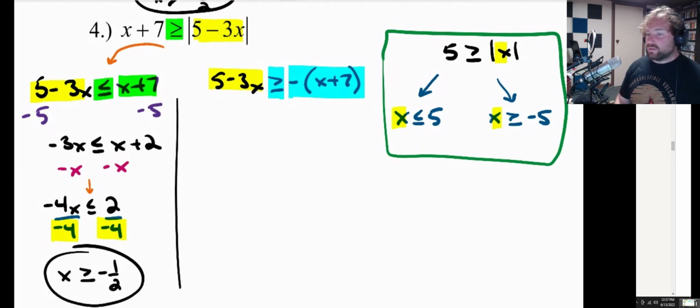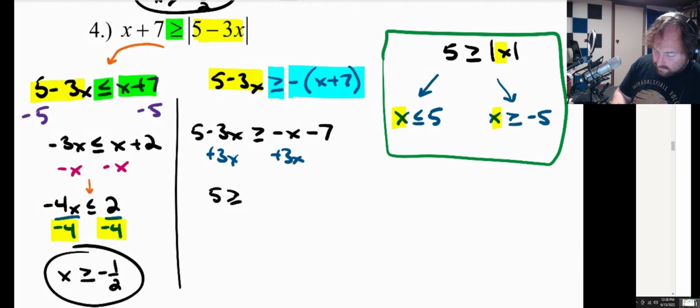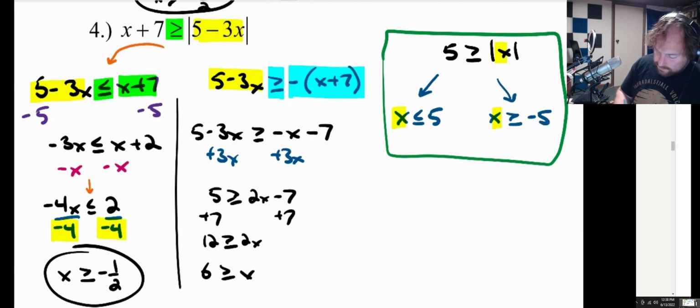We'll have to test that in a minute because this does have the potential to create extraneous solutions. The other problem, though, we got 5 minus 3x is greater than or equal to negative x minus 7. We're going to handle this problem pretty much the same way. We will not run into that situation we had before because we'll have a positive 2x on that right side. 2x minus 7. We'll add that 7 over. 12 is greater than or equal to 2x. So 6 is greater than or equal to x.